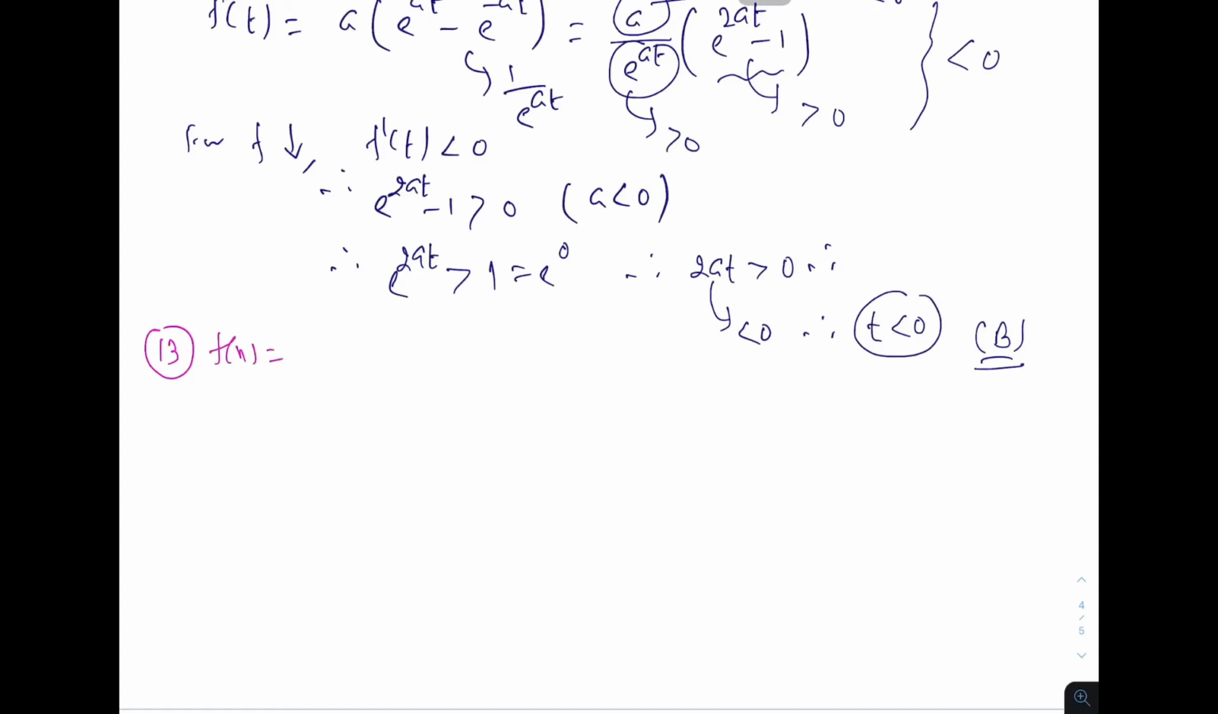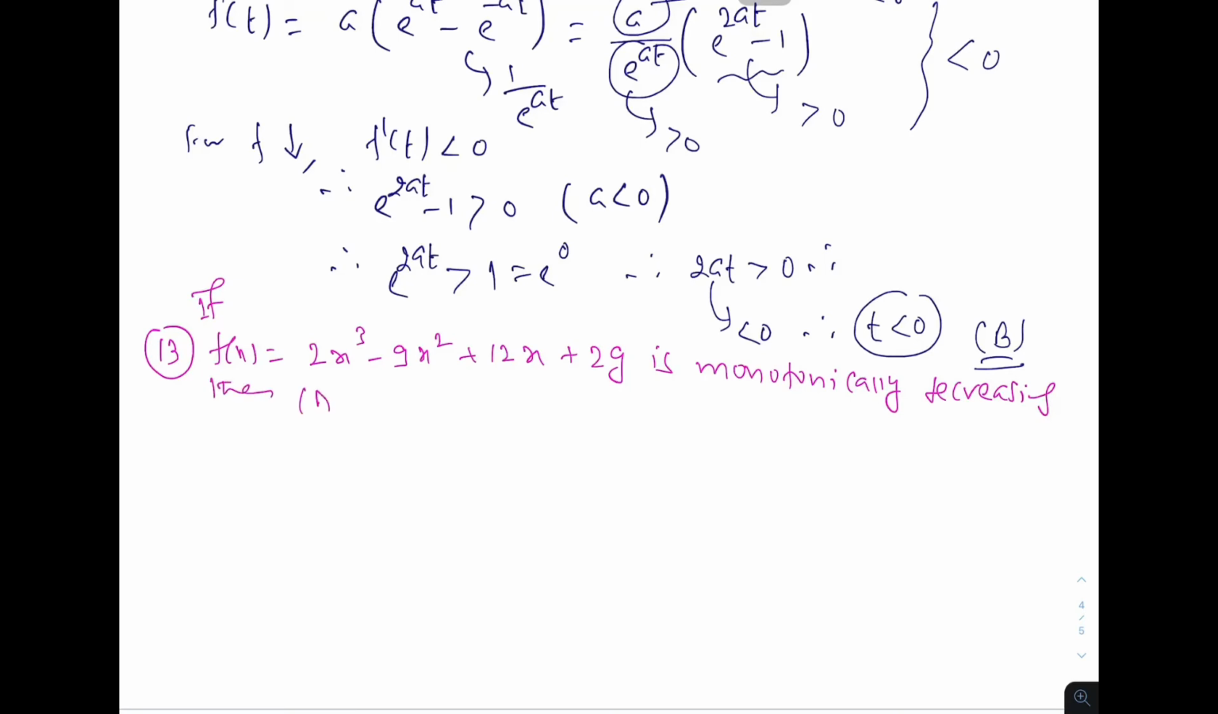f(x) is equal to 2x cube minus 9x square plus 12x plus 29 is monotonically decreasing, then, so if f is monotonically decreasing, then options are x less than 2, x greater than 2, x greater than 3, 1 less than x less than 2.